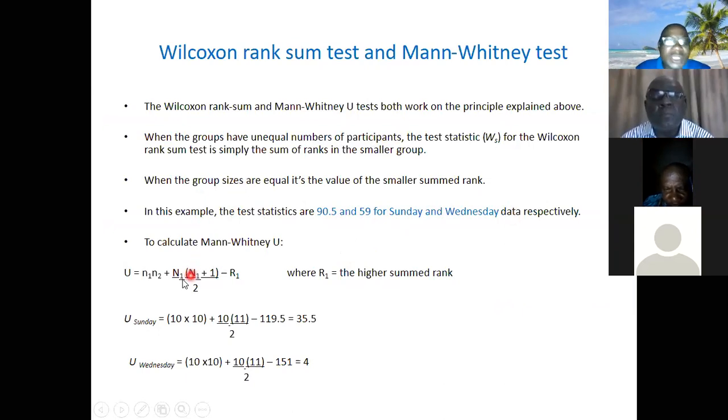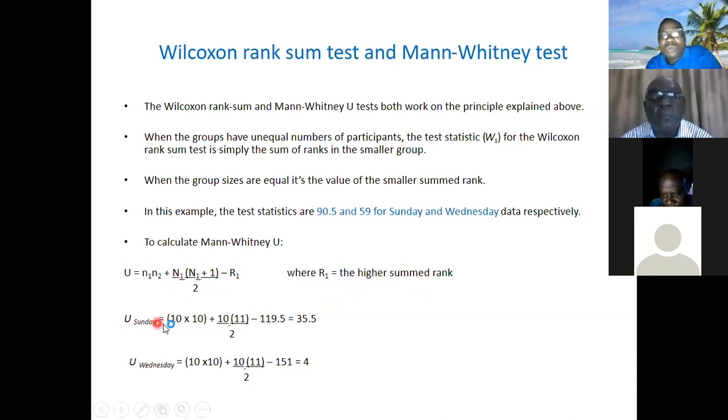Then Mann-Whitney comes with this formula. You feed in the sample size, plus one of the sample size, over 2, minus R1. R1 means the higher sum rank. Wilcoxon chooses the smaller sum rank as the statistic, but here the computer puts the two sample sizes and R1, the higher sum rank, into its own formula to give the statistic.